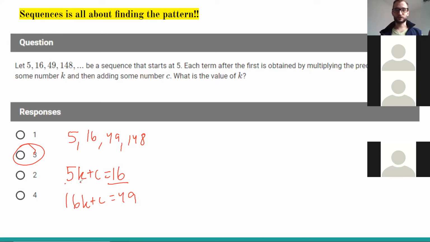So 5 times 3 is 15. 15 plus 1 is 16. Let me try again. 16 times 3 is 48. 48 plus 1 is 49. That works. My answer is 3. Very good. So looks like you guys are comfortable with that. Let's take a look at the next question.